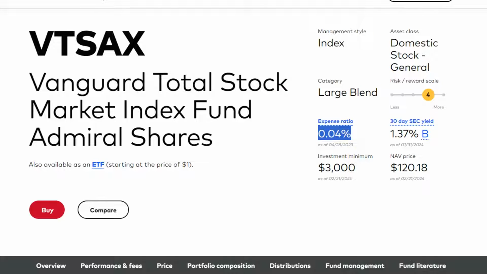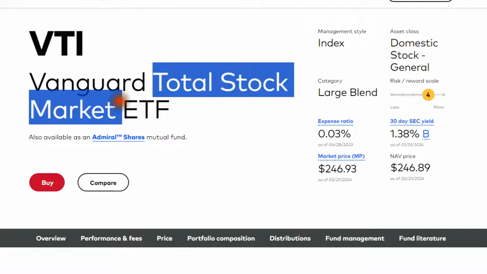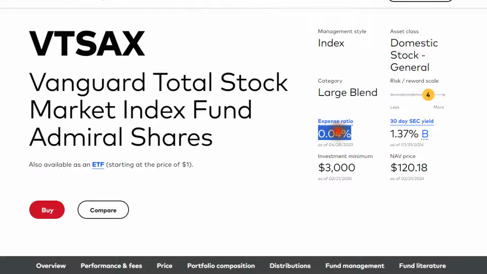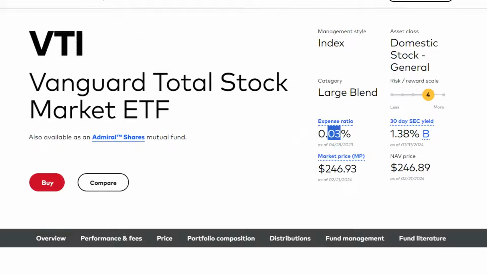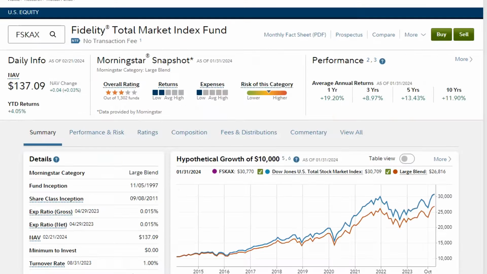We have a mutual fund first. This is the Vanguard Total Stock Market Index Fund. And we're going to compare that with VTI, which is a Vanguard Total Stock Market ETF. As you can see, the expense ratio is pretty close between these two. The mutual fund is slightly more expensive. If you use that one, I don't think this is going to make a huge difference in your retirement, but the larger your account balance is, I guess, the more this might start to matter to you. But in either case, these are both pretty inexpensive funds.